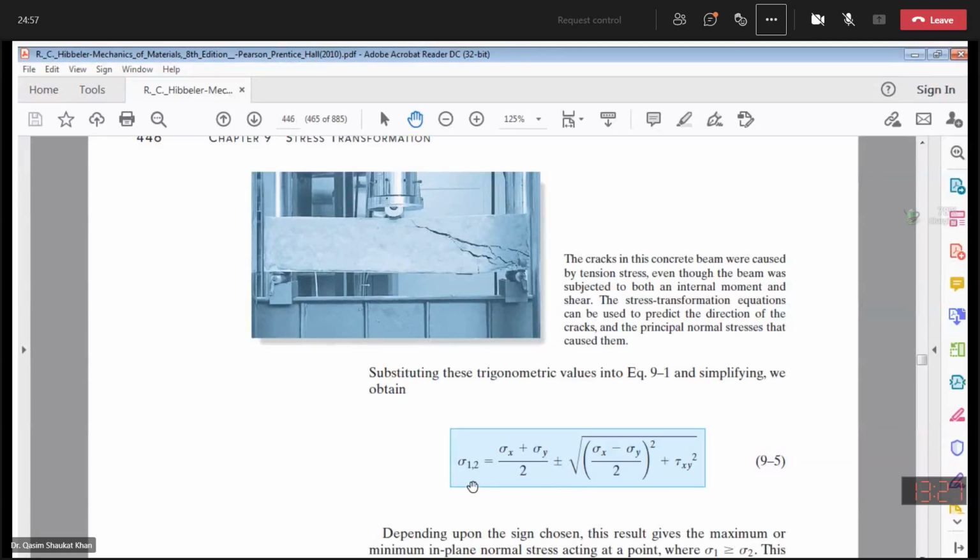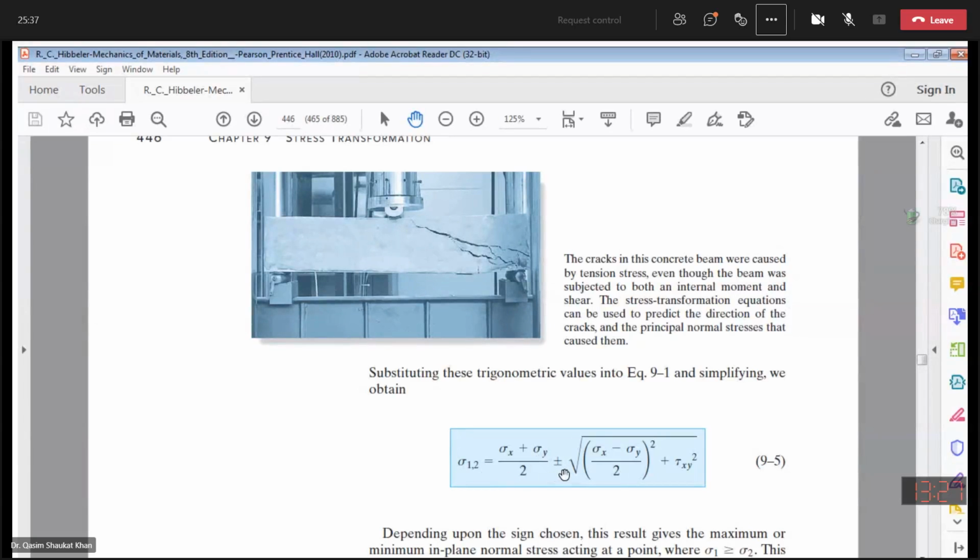The first thing which you need to remember is that sigma 1 will always be your major principal stress. Sigma 2 will always be your minor or minimum principal stress. So sigma 1 is the major principal stress, sigma 2 is the minor principal stress. Whichever stress is larger, you will designate as sigma 1, and whichever stress is smaller, you will designate as sigma 2.